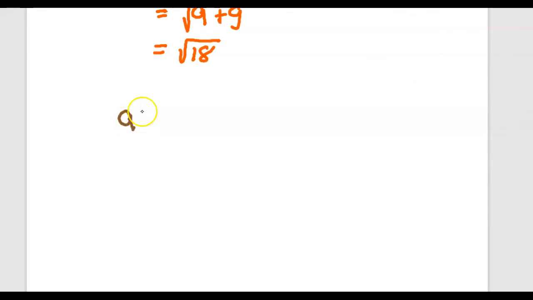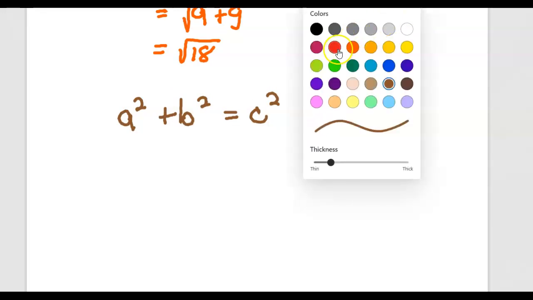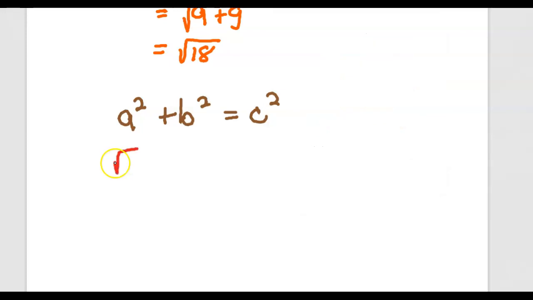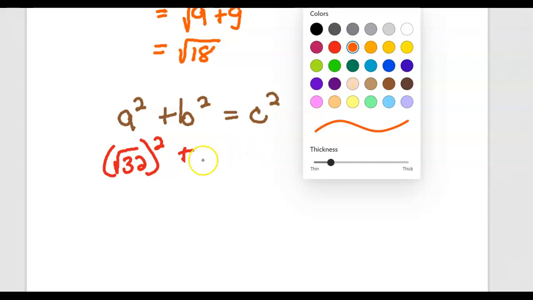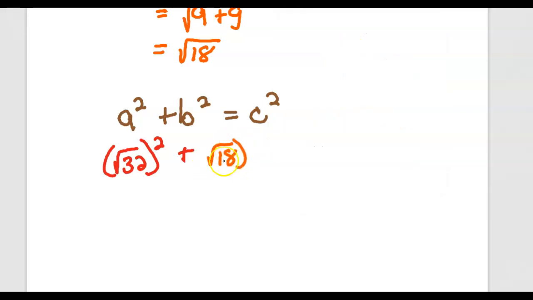The Pythagorean theorem again says a squared plus b squared equals c squared. Well, our a was the square root of 32, quantity squared. And then our b was our square root of 18, quantity squared. And our c was the square root of 50, quantity squared.